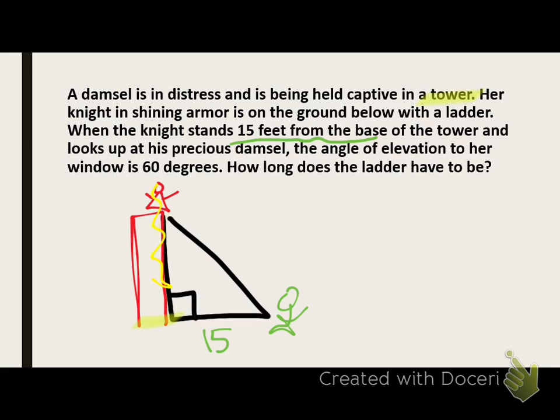And he looks up at his precious damsel with an angle of elevation. Look at your notes. Which angle is the angle of elevation? That bottom right one. And then it says, how long does the ladder have to be? Which side will always be the ladder? The hypotenuse. I put X here. The angle of elevation is 60. This is what your picture should look like. Go ahead and take a second to solve it.